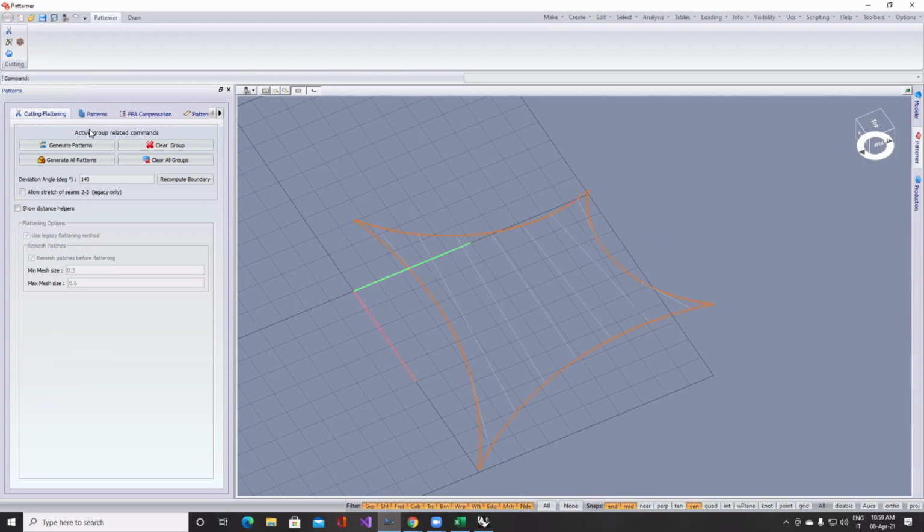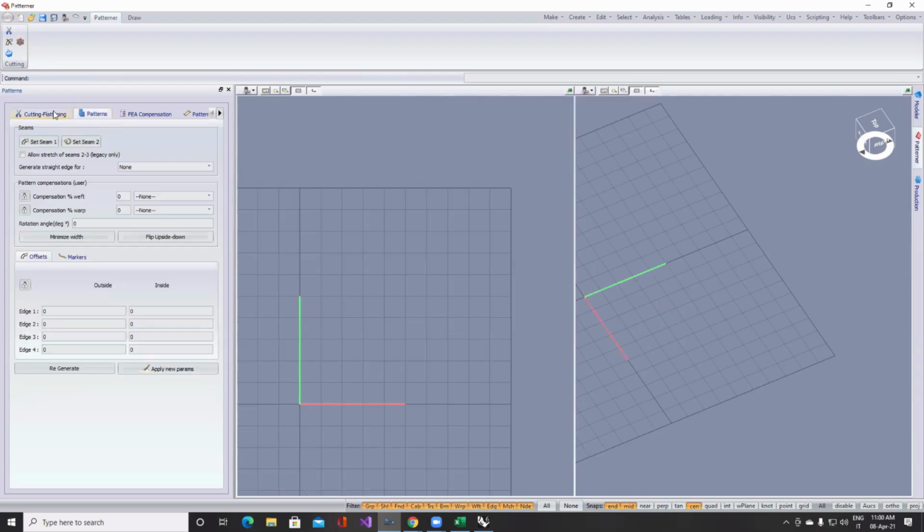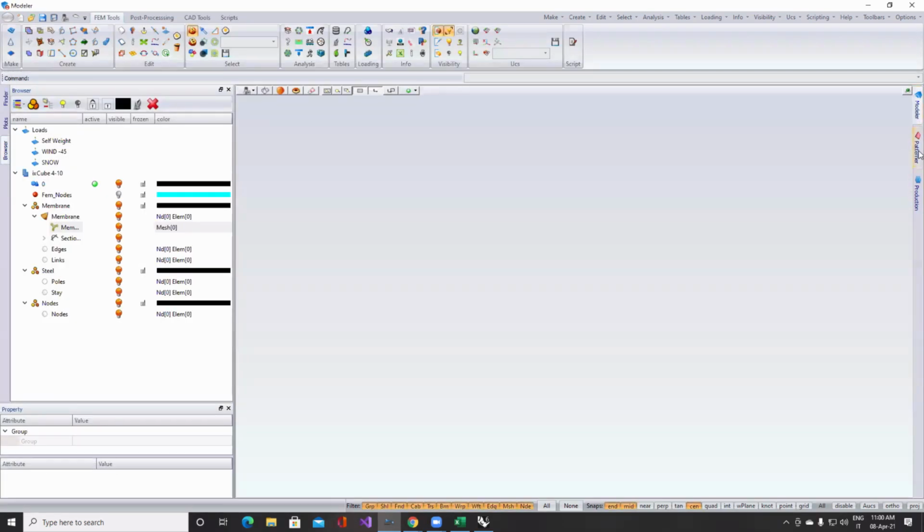So for this shape of the hyper, what cutting pattern would you suggest? For this, I lost my panel here. For this one here, let me go back. I'm not able to find this. My screen is too small for doing this. Let me do that.